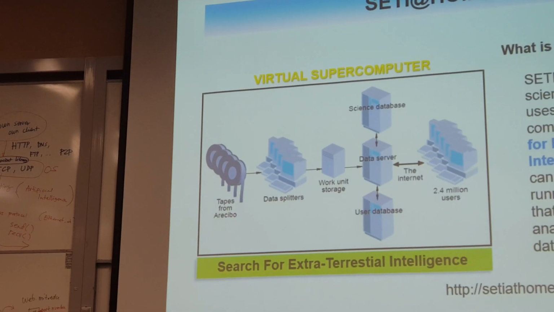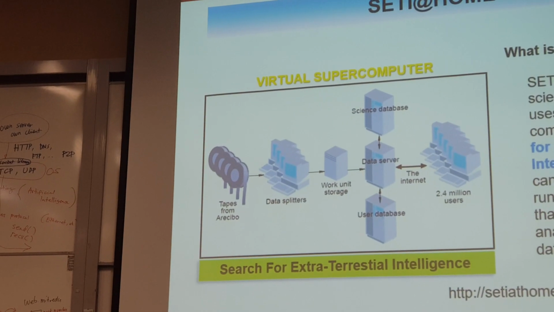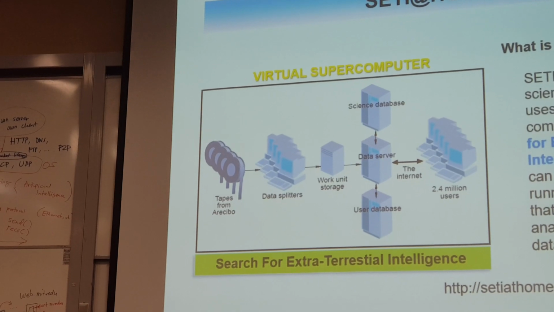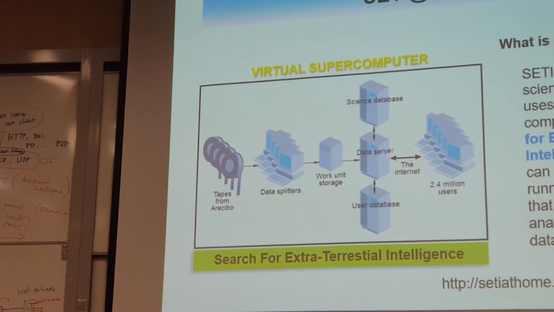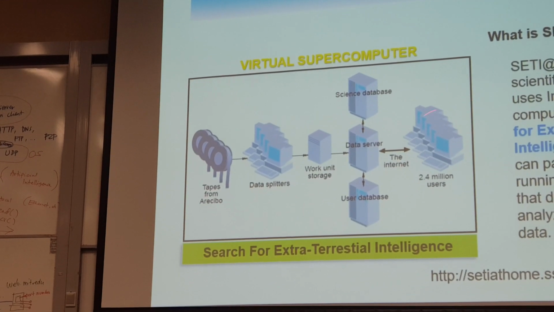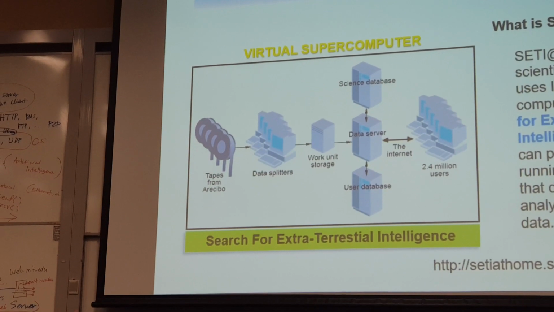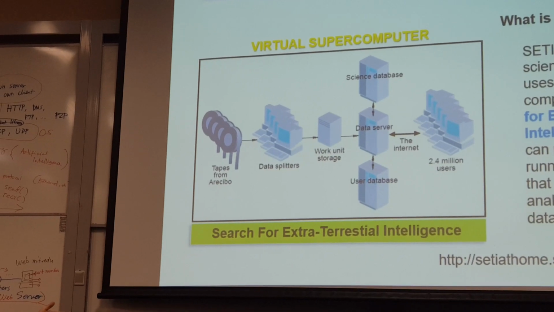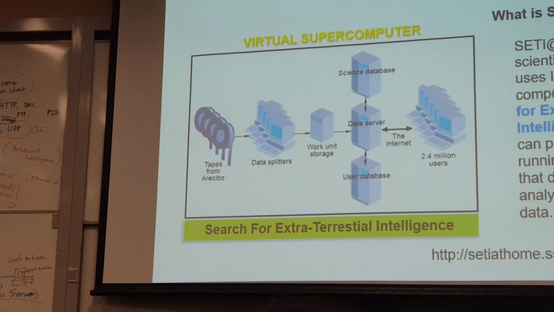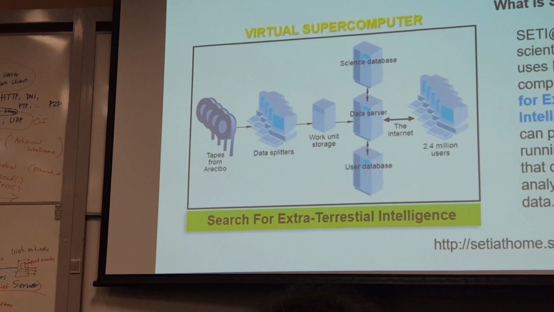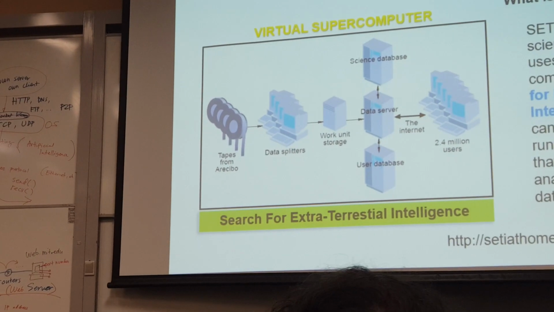And in order to allow for better coverage of the different frequencies, they need a lot of computing power. So users can volunteer their machine's computing time. They can volunteer during their machine's idle time. It can be used for doing some computations to try and find those patterns, narrow bandwidth signals.